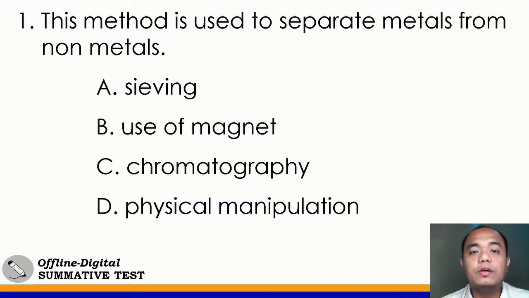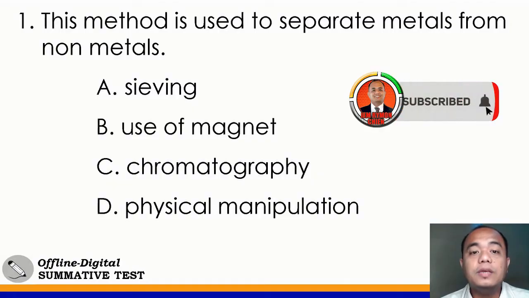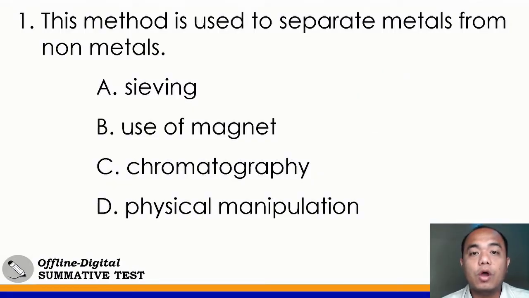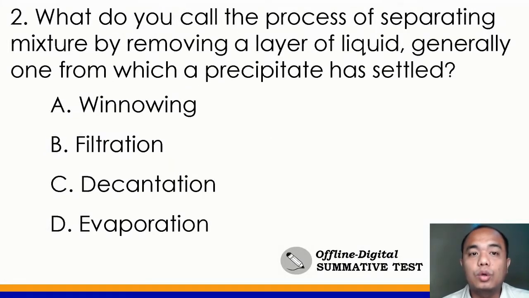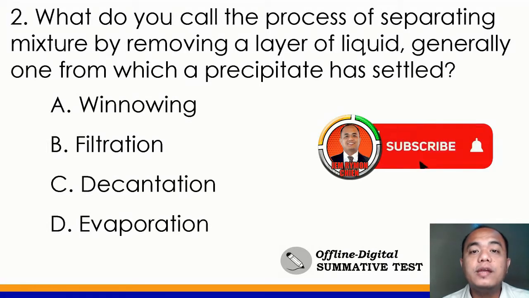Number 1, this method is used to separate metals from non-metals. A. Sieving. B. Use of magnet. C. Chromatography. Or letter D. Physical manipulation. The correct answer for number 1 is, of course, letter B. The use of magnet.